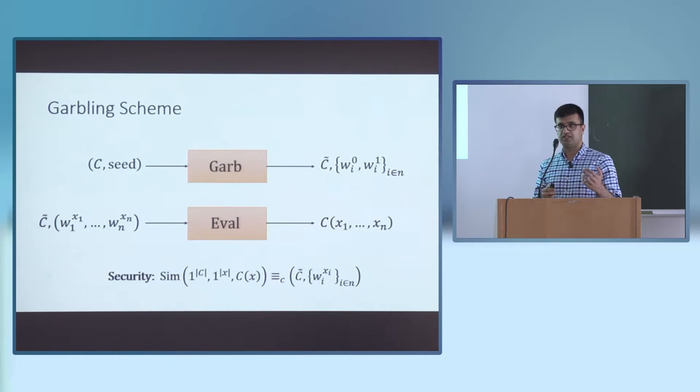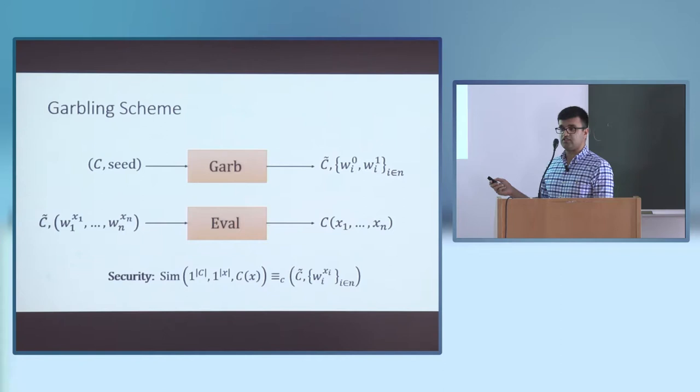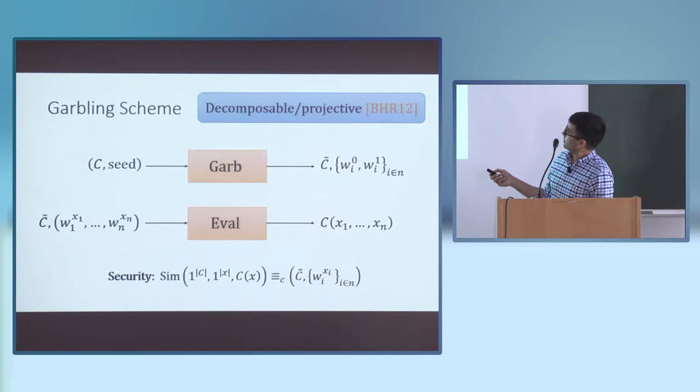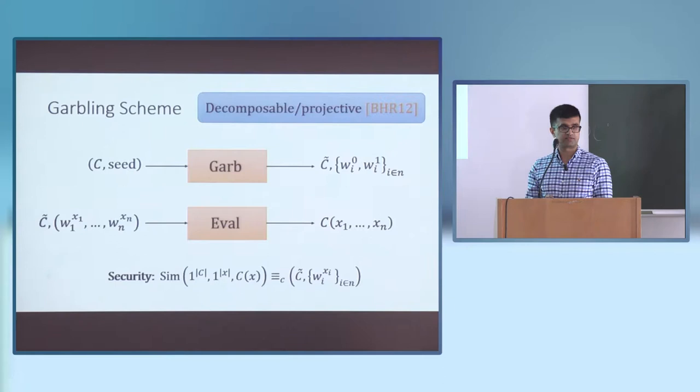Another point that I want to mention is that, as you can see, the garbling algorithm takes as input a circuit C. And if C is the circuit of a cryptographic function, this would be a non-black box usage of that function. This is how garbling leads to non-black box constructions. Finally, I want to mention that throughout my talk, I'm going to focus on the so-called decomposable or projective garbling, which is exactly the notion that I described here. What it means is that we have a garbled label for every bit value of the input wire, and you can sort of mix and match different labels. Make sense?